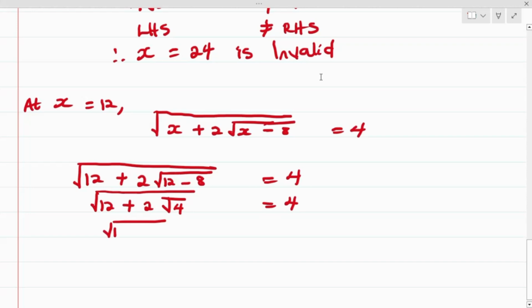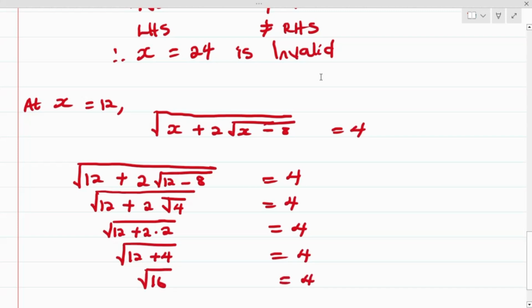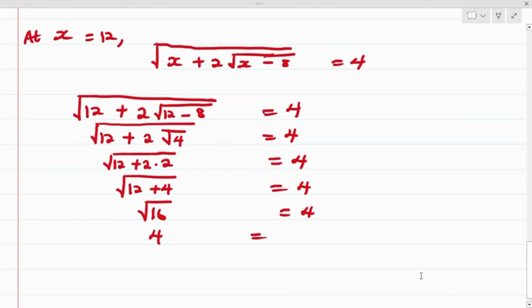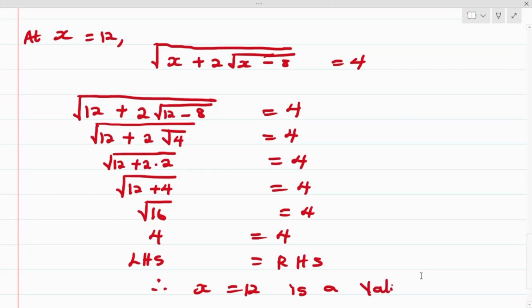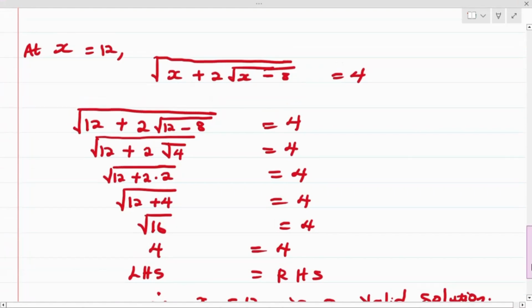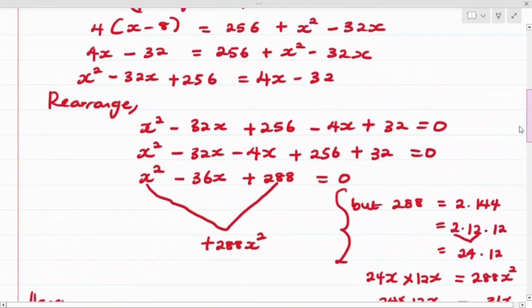So we have √12 + 2 × √4, and √4 is 2, so √12 + 2 × 2 = 4. 2 × 2 is 4, so √12 + 4 = 4, which is √16 = 4. And √16 is 4, which equals 4. So the left hand side is equal to the right hand side. Therefore x = 12 is a valid solution. So we have been able to find the value of x. This is how you can easily solve this Oxford entrance maths examination question.